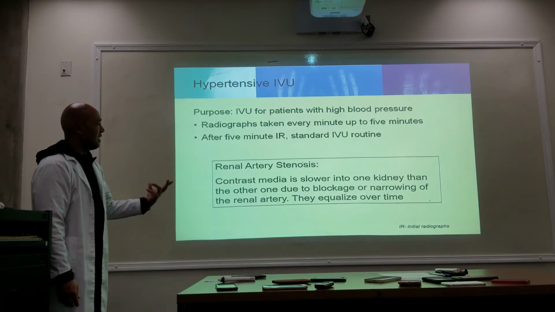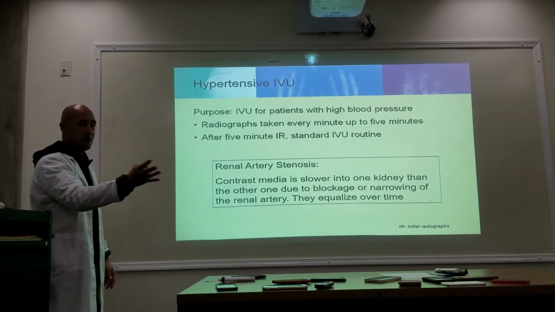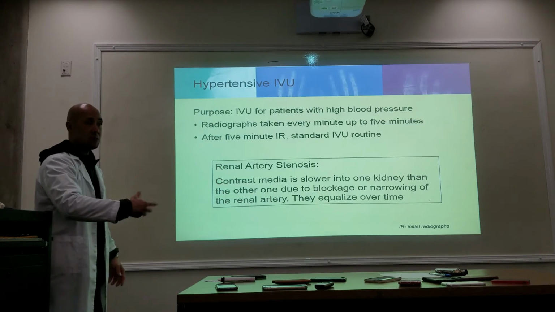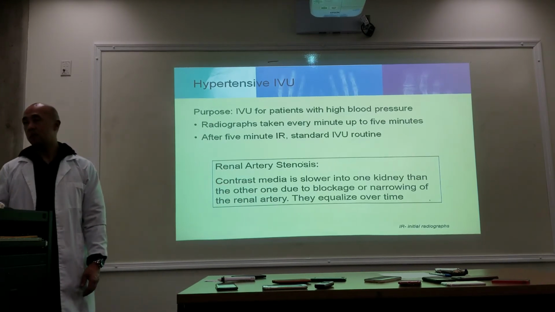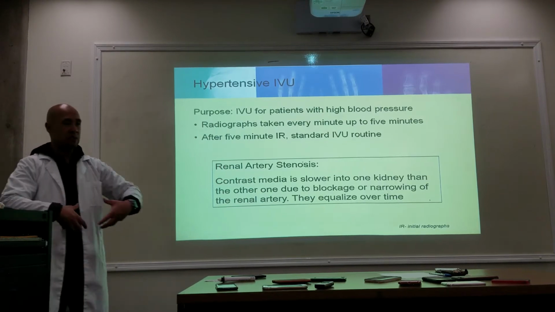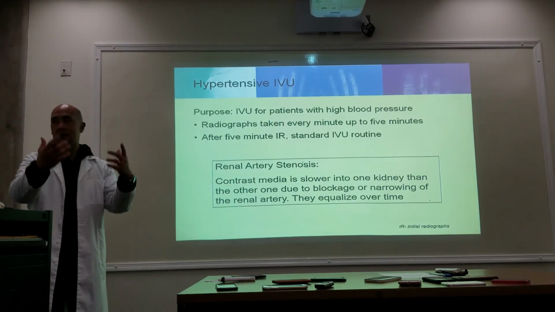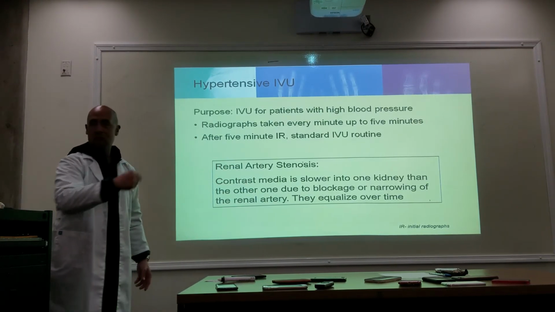So hypertensive IVU is just you're taking those extra 4 KUBs. Okay, 4 KUBs in between. Again, it could be the KUB or it can just be just the kidney itself. But again, they're just 4 additional shots.